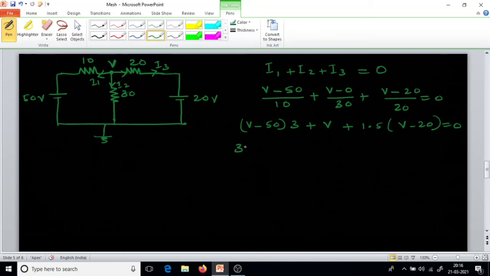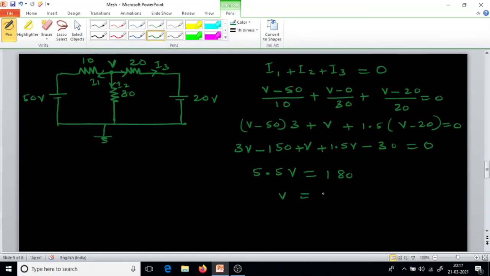So now we'll expand it. 3V minus 150 plus V plus 1.5V minus 30 equals 0. Now 3V plus V is 4V, plus 1.5V is 5.5V. So 5.5V equals 180, because minus 150 minus 30 gives 180.